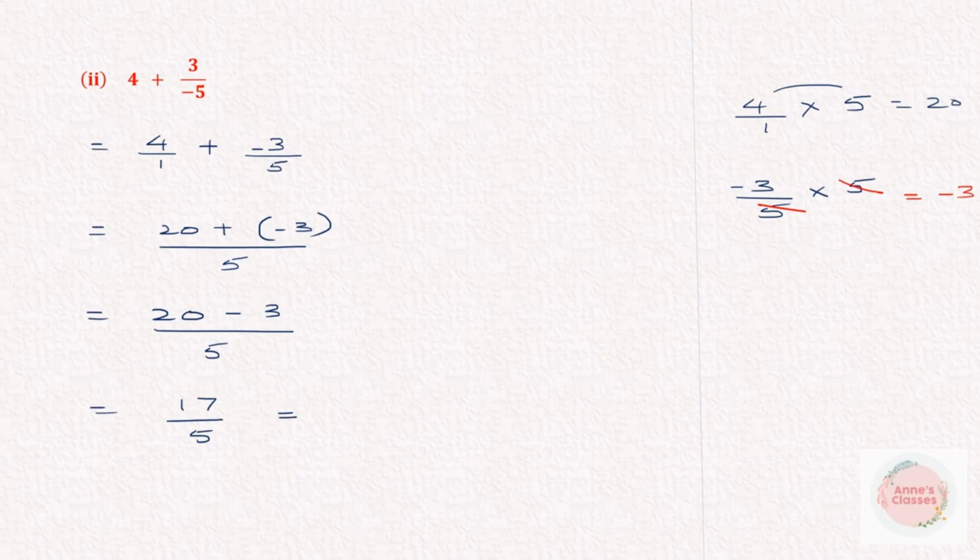If you have to convert it to a mixed number, then say your tables of 5, get a number close to 17. 5 threes are 15. What is remaining? 16, 17, 2. 2 is remaining and your denominator is 5. So your final answer will be 3, 2 by 5 or 17 by 5.